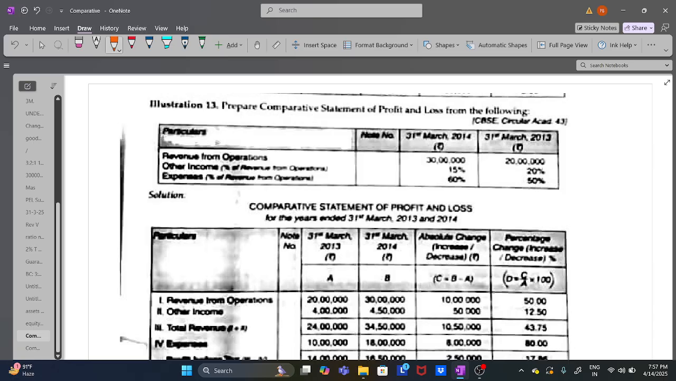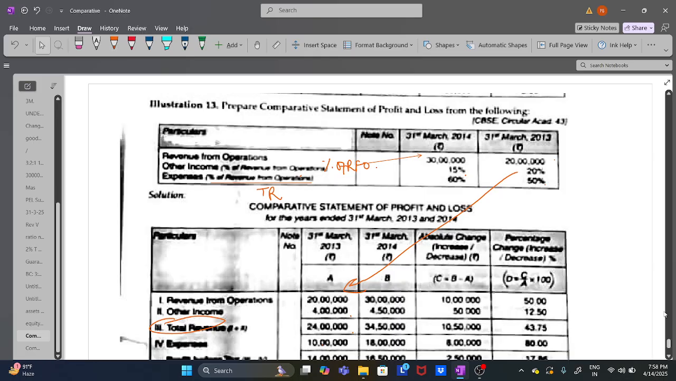Sometimes questions are given like the illustration I am showing now. Sorry, the print is not clear. It's percentage of RFO. Rather than directly telling you the amount, they have given it as a percentage. 15% of 30 lakh will be your other income, or 10% or 20%, whatever the percentage is. Like this is previous year data, 20 lakh. 20% of that, 4 lakh, is your other income. 24 lakh comes here. This is also a percentage of RFO. Sometimes it could be of total revenue also. So you have to read carefully what it is a percentage of.